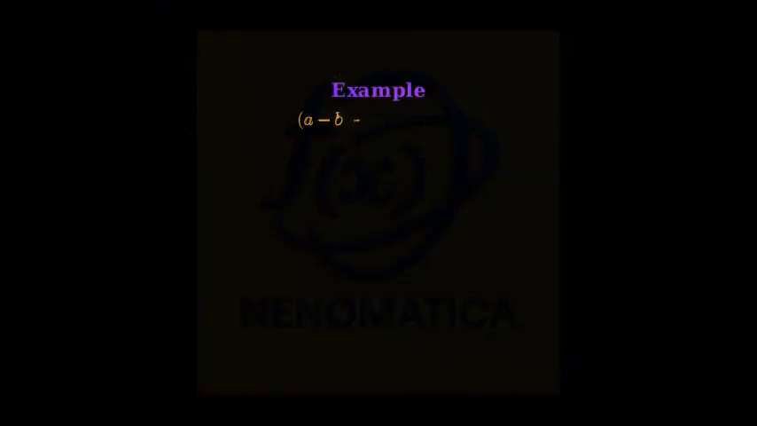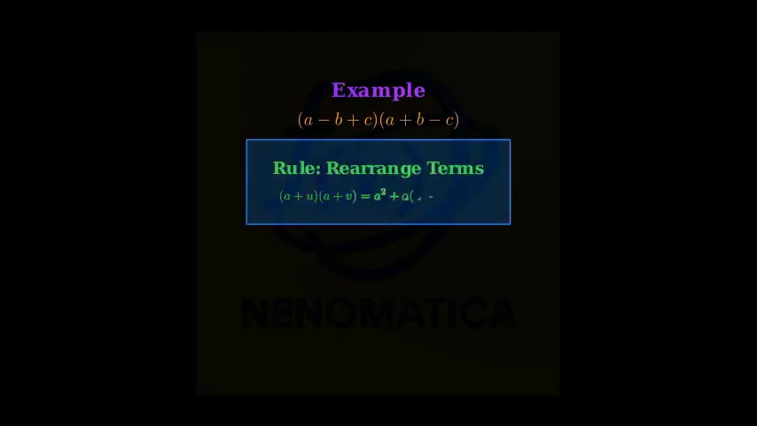We need to expand the expression (a - b + c)(a + b - c). In our first step, we'll rewrite this expression to highlight a difference of squares pattern. We can rewrite this as (a - (b - c))(a + (b - c)).